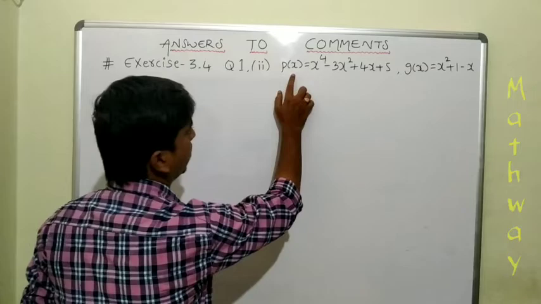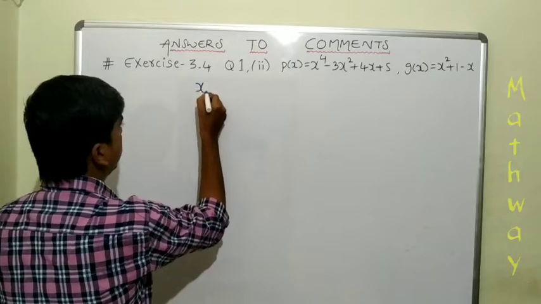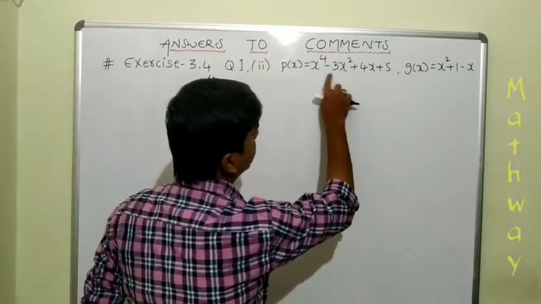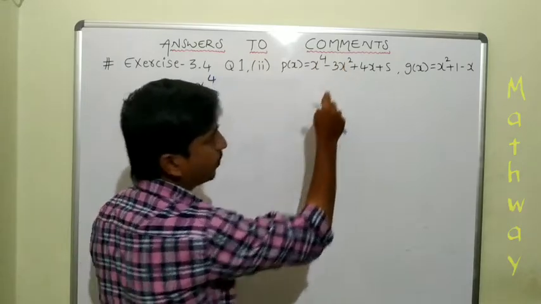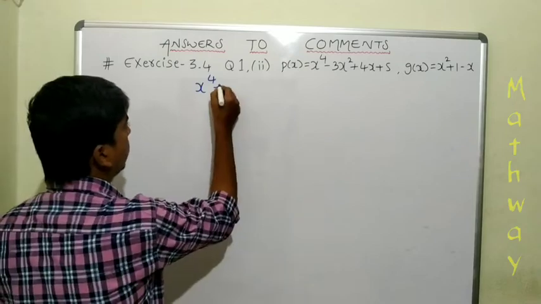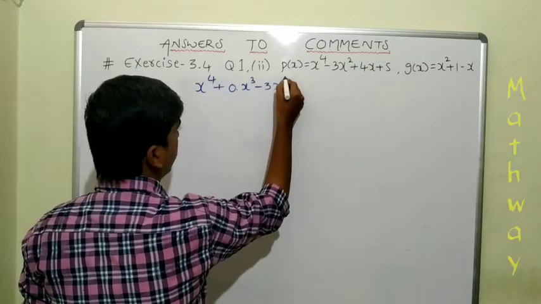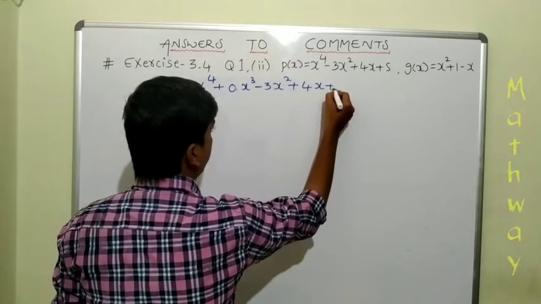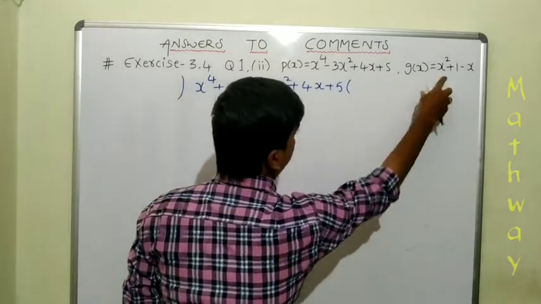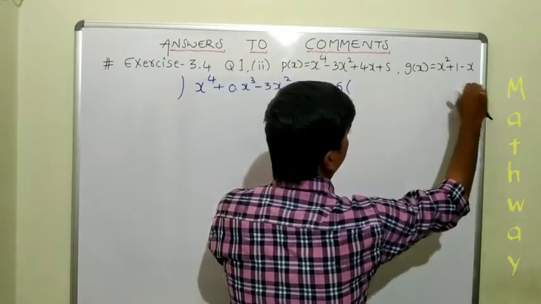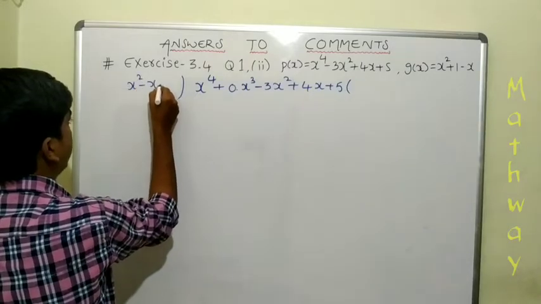First take p of x, it is the dividend. Let us write p of x in the dividend place: x power 4. If you observe here, it is x power 4, x power 2, and the x cube term is missing. So we can take 0 into x cube minus 3x square plus 4x plus 5. Next, the divisor is g of x. It is better to take it in order: x square minus x plus 1.